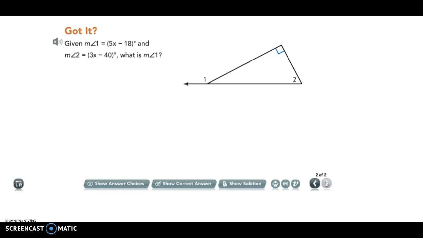Okay, once again, when I have these problems, I first want to go ahead and make sure that I'm filling in all of them right where they're at because it's easier to visualize. So I have 5x minus 18, and I have 3x minus 40. And this is 90 degrees. So I know that the measure of angle 1 is going to equal 90 plus the measure of angle 2. Go ahead and pause it, try and work through the problem, and then see if your answers are the same as mine. Try and find the solution for each of the angles so we know what every angle is.